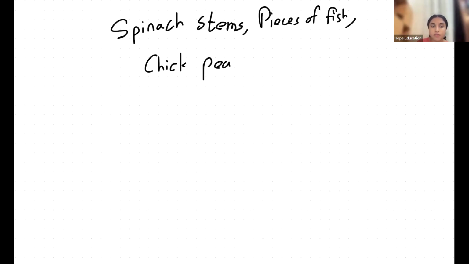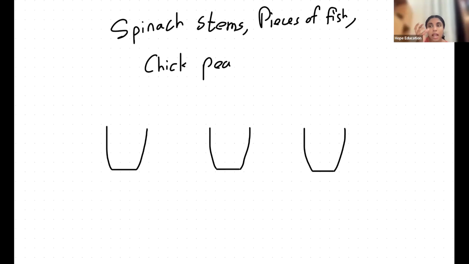Now there are 3 types of food items, so I'm going to take 3 crucibles. I ground and crushed them into a pulp, and now I put the pulp into these. The pulp made from spinach stems I will put in this one, the pulp from fish in this one, and the pulp from chickpea in this one. Right? Then I'm going to heat this very well on the Bunsen burner.